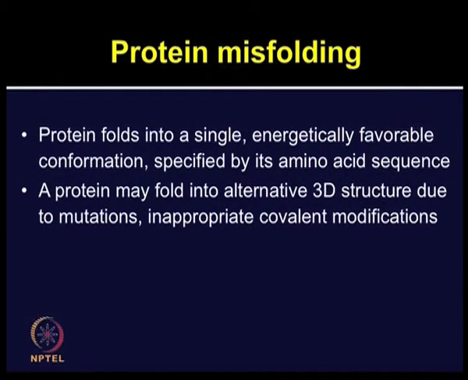Proteins fold into a single energetically most favorable conformation, which is specified by its amino acid sequence. A protein may fold into alternative three-dimensional structures because of mutations or inappropriate covalent modifications. Therefore, protein misfolding may lead to loss of normal protein function.